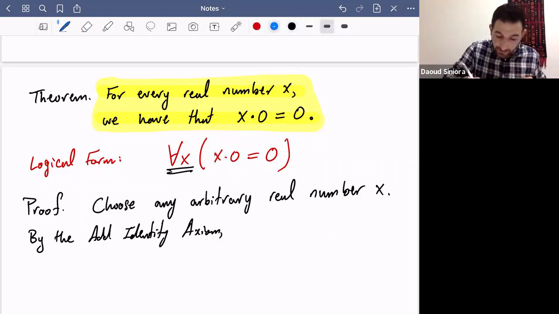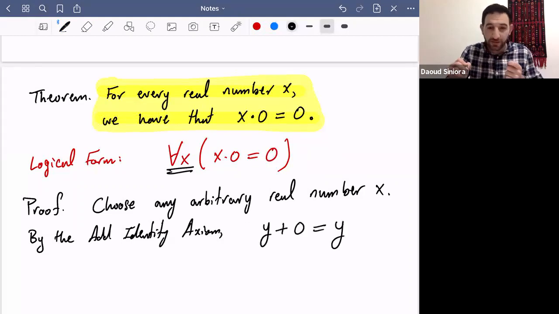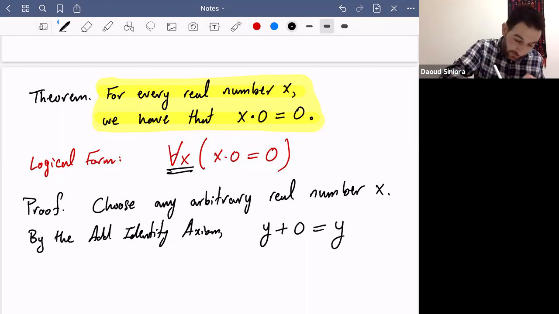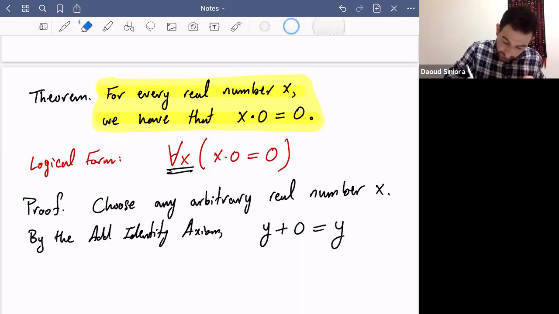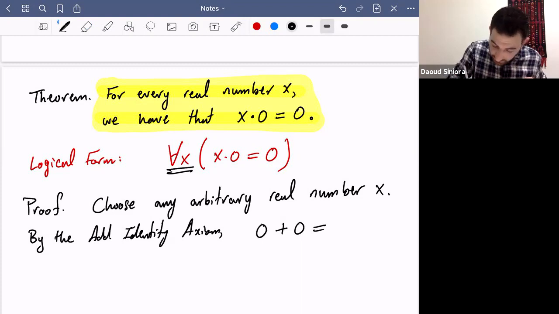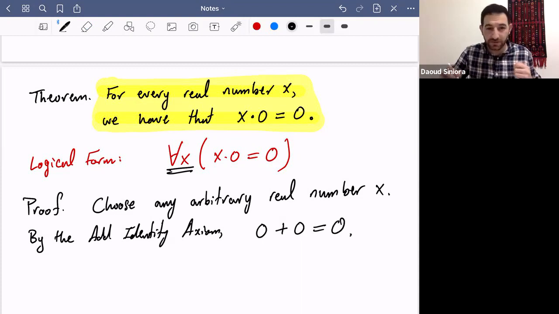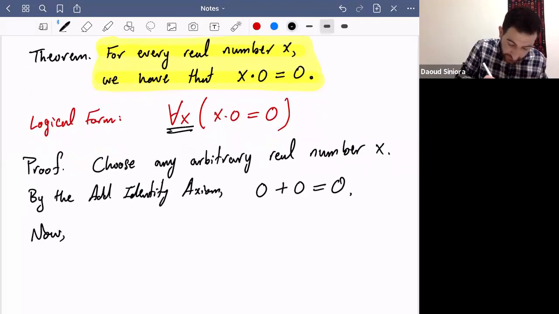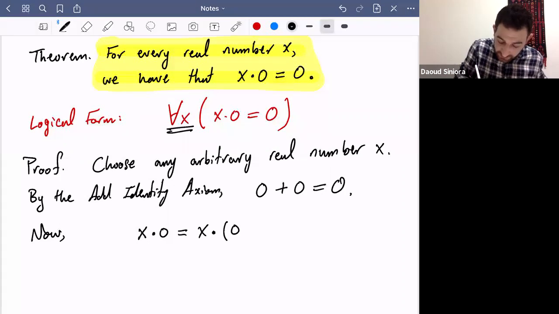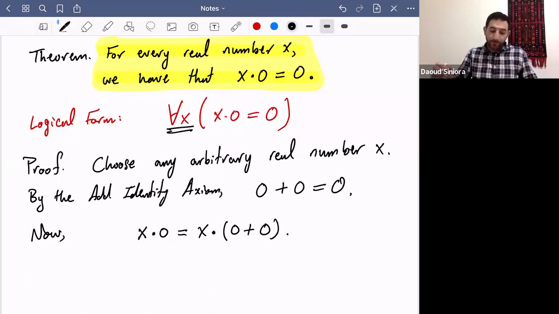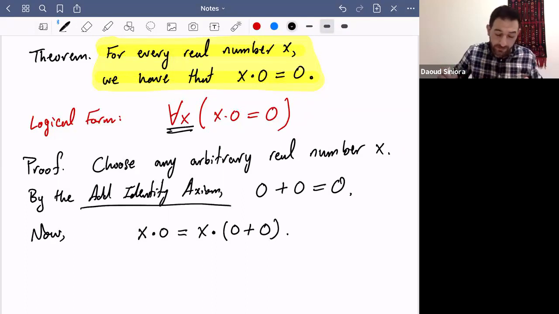So let me say it again. If you choose any number y and you add 0 to y, you get y. Now apply this axiom to the number 0. So what do we get? We get 0 plus 0 is equal to 0. Okay, so we know this. We know that 0 plus 0 is equal to 0 by the additive identity axiom. Now, let's see that x times 0 is equal to x times, but we know 0 is 0 plus 0. This is by the additive identity axiom.